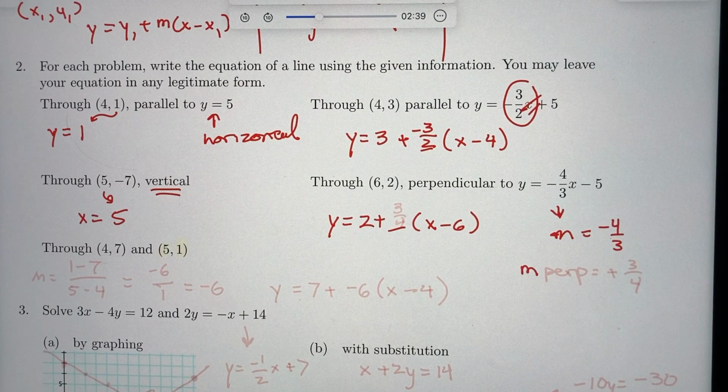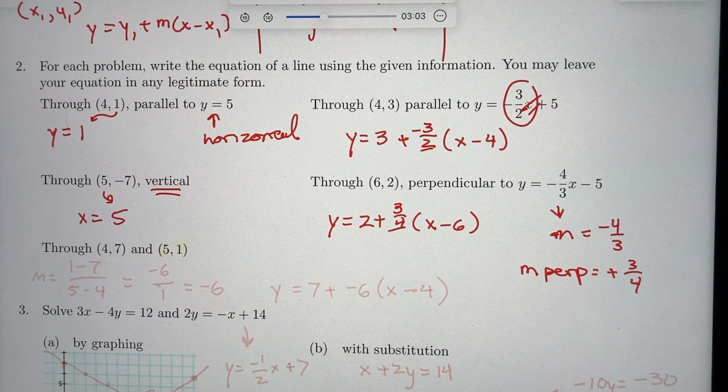The perpendicular slope, you probably remember from Algebra 1, you take the opposite reciprocal. So flip the sign and flip the fraction. If it's a whole number, make it 1 over the number instead. Okay, so positive 3/4. I'm not going to write the extra plus sign, but 3/4.